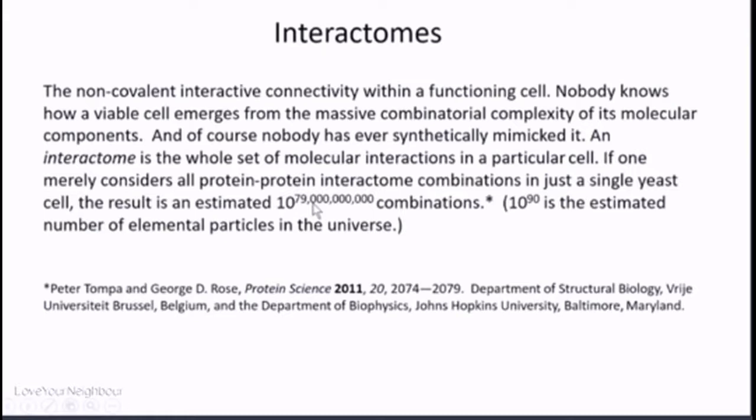Now, how big a number is that? Well, let's compare. The estimated number of elemental particles in the universe is 10 to the 90. This is 10 to the 79 billion. You got to get that thing right. Nobody has any idea how that happened. And so when cells divide, they get all these ordered up and they start dividing, and they never lose this order. They keep just transferring this order. Nobody knows where the first cell came from.